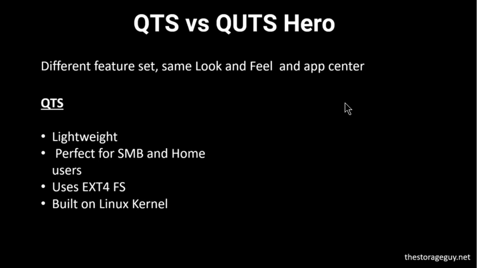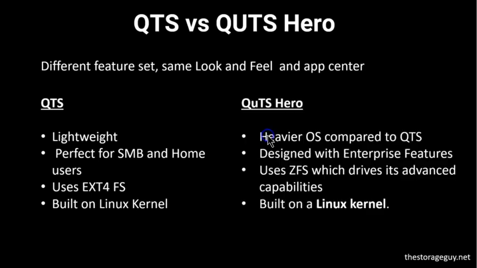If you look at QTS, then QTS is the original operating system that QNAP designed, and it's a very lightweight operating system. It runs on even the entry-level machines. That's why you see many of QNAP's low-end machines support only QTS. This uses ext4, so it has the limitations that it can only do what ext4 has to offer. This is built on a Linux kernel, so unlike many other distros who would go with BSD for lighter images, QTS has decided to go with a full Linux kernel, same as QTS Hero.